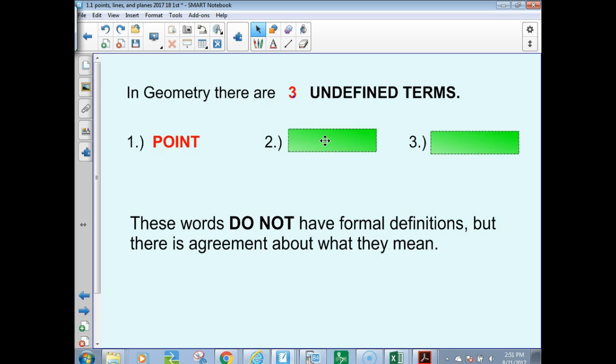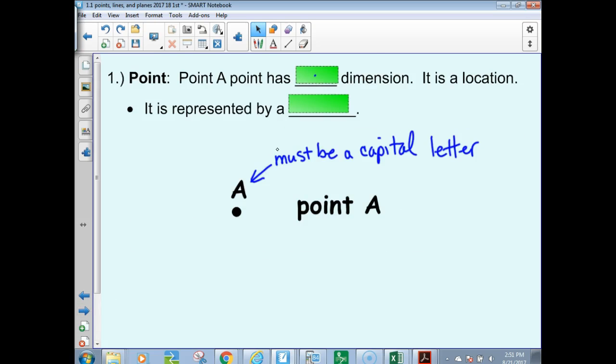The three undefined terms in geometry are point, line, and plane. A point has no dimension, only location. It's represented by a dot. And the letter that you name a point with must be a capital letter.